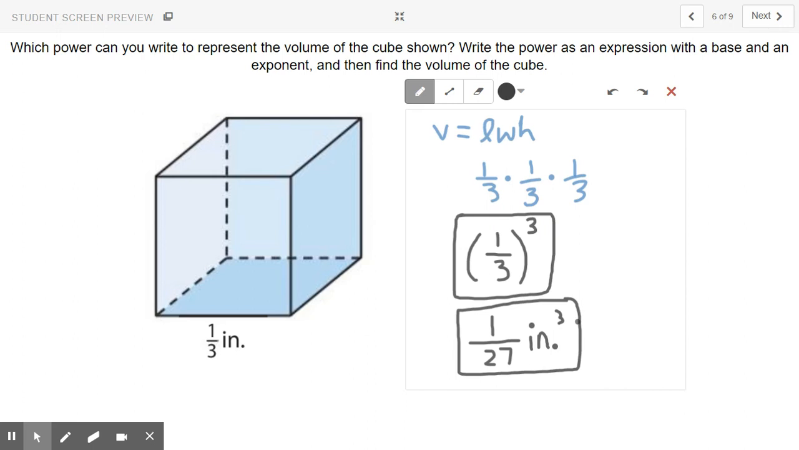So 1/27 cubic inches. Instead of writing the label the way I wrote it, you could write it like this: cubic inches. Cubic inches could be abbreviated with CU, period, inches, period. Or write out the whole label cubic inches. Any of these 3 ways to write your label is correct, but you must have cubic inches. And again, that 3 represents cubic.